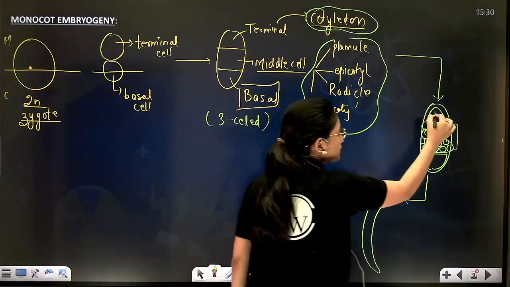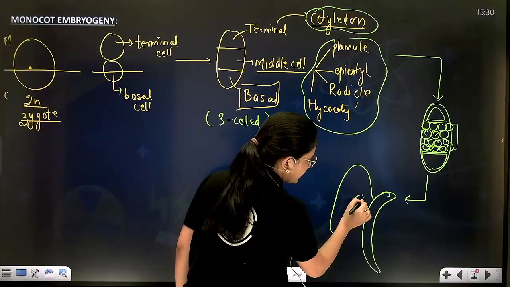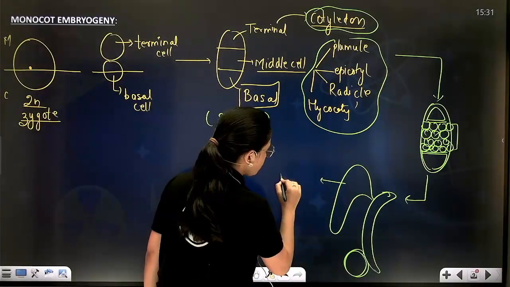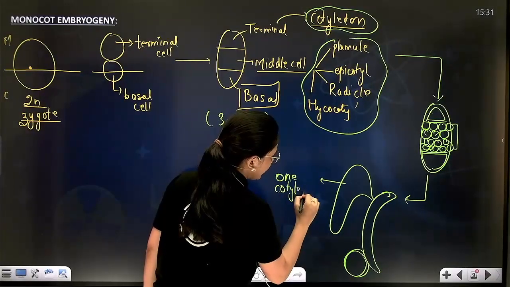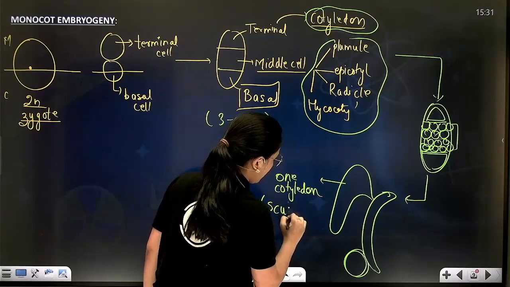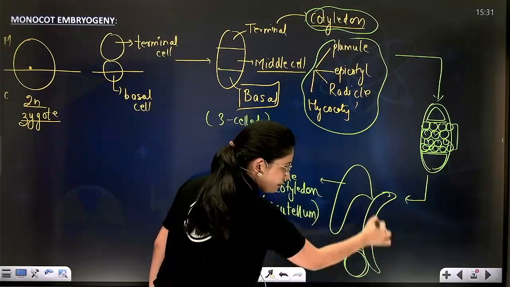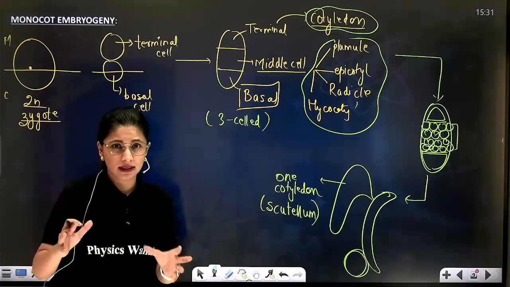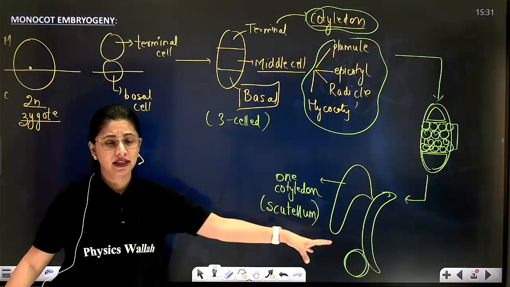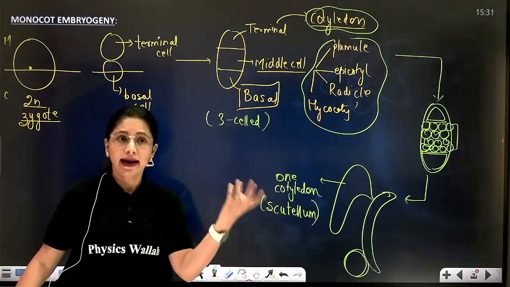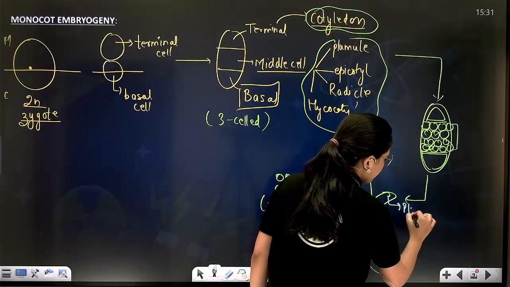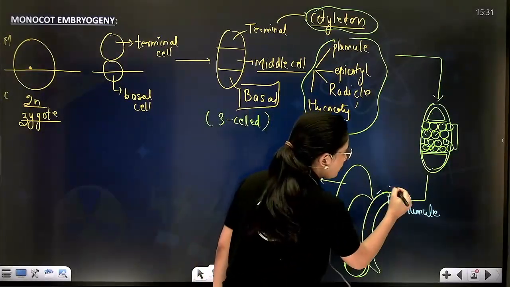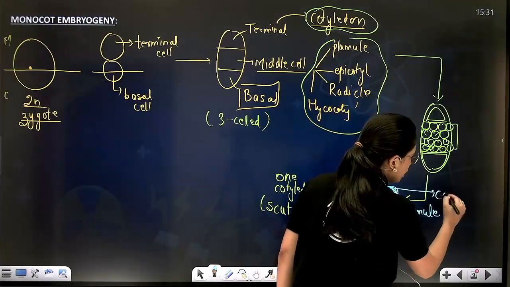Correct? Now from this terminal cell, one cotyledon will be attached, and here is the basal cell. Getting my point? So what is this? This is one cotyledon that develops from the terminal cell, which is actually called the scutellum. Now this is the main embryo which I have drawn. This is just a hypothetical diagram, beta, right? Just to make you understand the concept. These are all just hypothetical diagrams which I draw to make my students understand, right? This is the topmost portion, the plumule. Now, in the case of monocot embryos, beta, the plumule is well protected by a leafy sheath-like structure called the coleoptile.